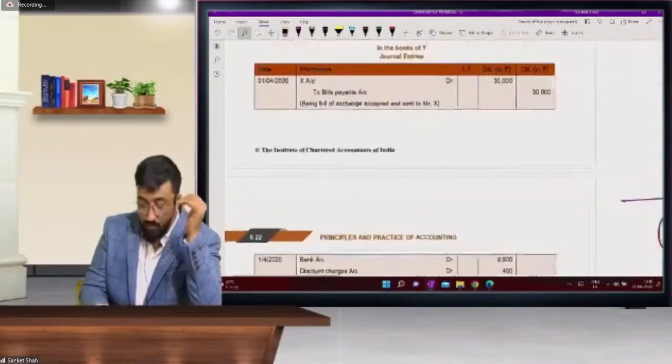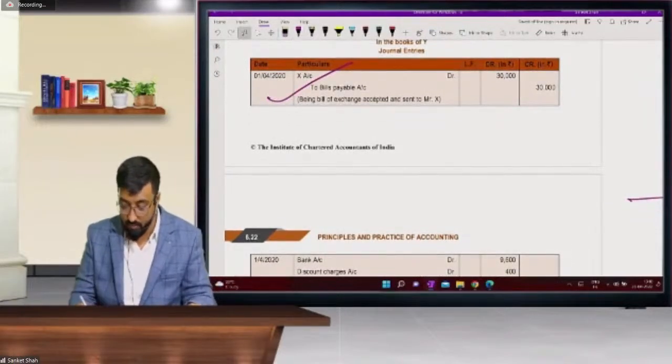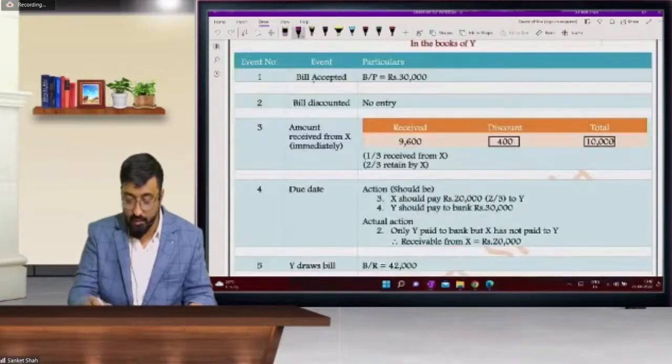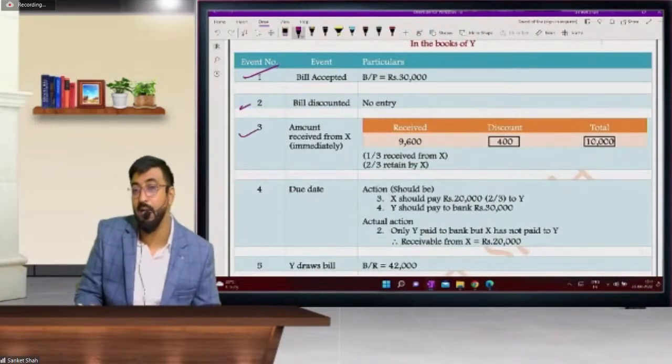Yes. Why accepted the bill? So X2 bills payable 30,000. X2 bills payable, first event over. Bill discounted, हमारे book में no entry. Then out of that he remitted us 9,600.